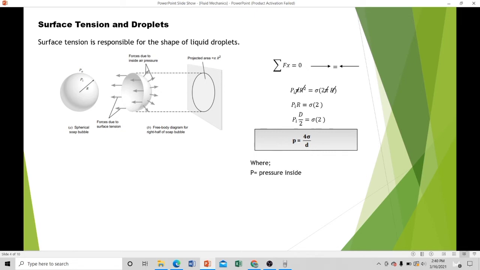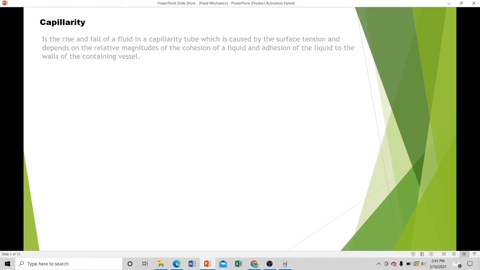So P is equal to the pressure inside, the surface tension, and D is the diameter of the droplets. So let us proceed to capillarity. Capillarity is the rise and fall of a fluid in a capillary tube, which is caused by the surface tension. Capillary action, or capillarity, describes the ability of a liquid to flow against gravity in a narrow space such as a tube.